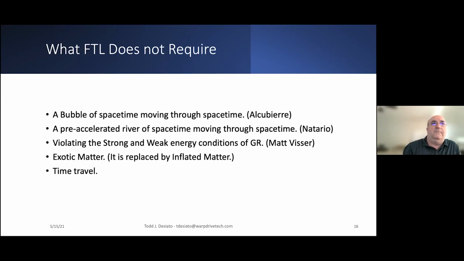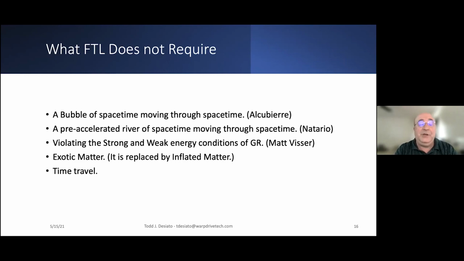And so now here's the thing that's going to raise some eyebrows. And this is what faster than light does not require. I mean, in this model, and according to my model of quantum gravity, a bubble of space-time moving through space-time, as in an Alcubierre drive, is not required. A pre-accelerated river of space-time moving through space-time, as in Notario's work, is not required. Violating the strong and weak energy conditions of general relativity, as per Matt Visser, is not required.